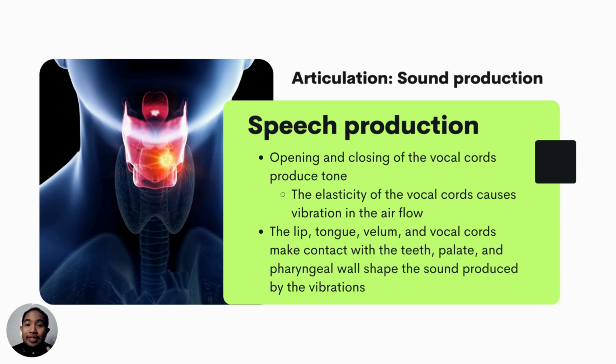So here we use different organs such as the lip or the tongue tip, the tongue blade, the tongue dorsum, the velum, and the vocal bands or the vocal cords. These organs make contact with the teeth, palate, and pharyngeal wall. And when these organs combine, we can shape what sound we want to articulate. So when you speak, you may notice your lips and your throat and your tongue move. And these movements vary from different words that we say or in the manner of saying the words.